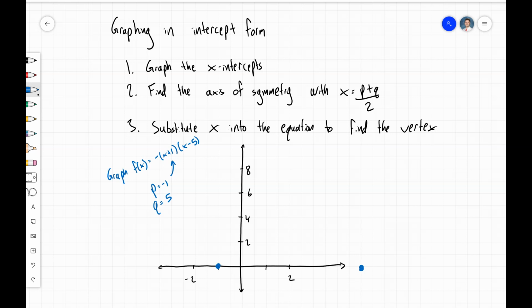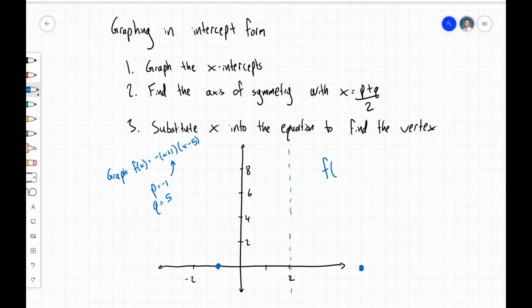Then we want to find the x value for the vertex and substitute it into our equation. Remember, our axis of symmetry needs to be halfway between p and q. So we find that by adding negative 1 plus 5 and dividing by 2. Negative 1 plus 5 is 4, and 4 divided by 2 equals 2. So our axis of symmetry is at x equals 2, which means our vertex will be at x equals 2.